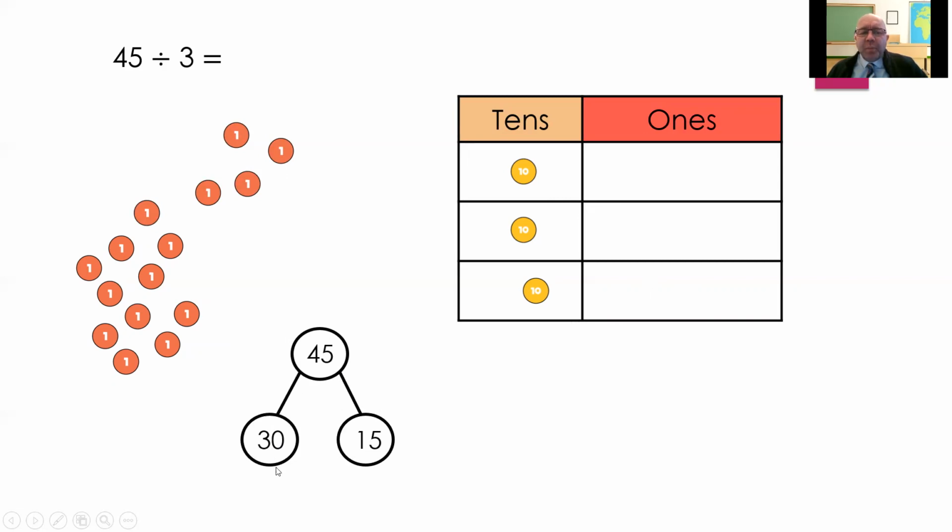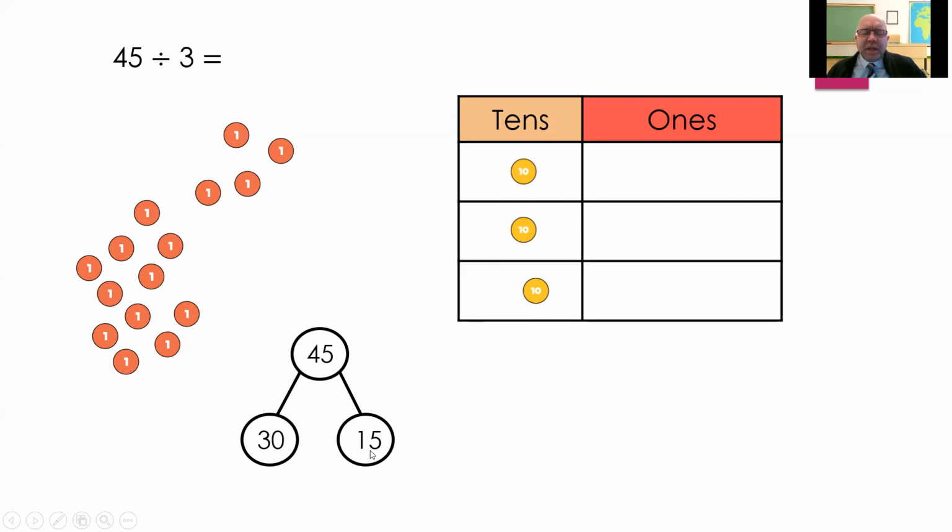So we've created a number bond here. 30 and 15 makes 45. So we know that's correct. But both these numbers are in the 3 times table. Both these numbers will divide by 3. We've already done the 30. You can see that the 30 divided by 3 is 10, 10, and 10. And now we're left with the 15 1s, and we need to divide those by 3.